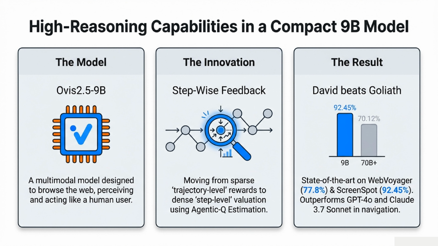At the heart of our approach is OVIS 2.5-9b. This is a multimodal model designed to browse the web, perceive interfaces, and act just like a user. The core innovation here is a shift in feedback. We are moving away from sparse, trajectory-level rewards to dense, stepwise feedback using something we call Agentic-Q estimation. The result? It's a classic case of David beating Goliath. Our compact 9B model achieves state-of-the-art results on Web Voyager and ScreenSpot, significantly outperforming massive proprietary models like GPT-4o and Claude 3.7 Sonnet in navigation tasks.